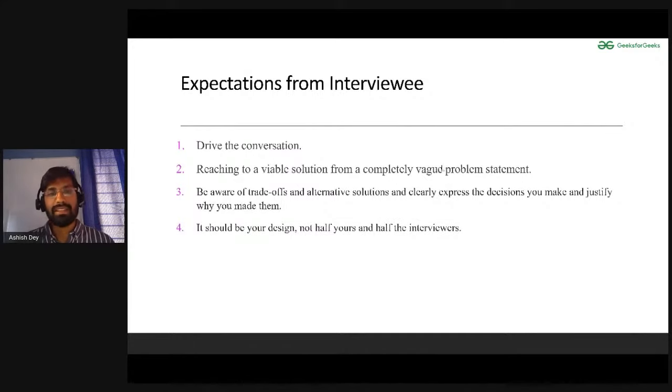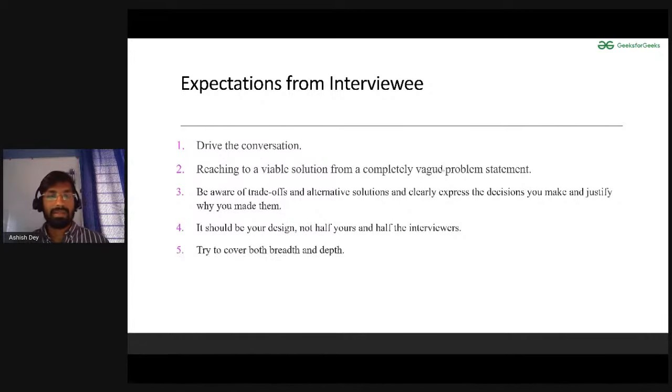In most FAANG interviews, what you will see is the interviewer will be sitting completely idle, or he will just watch how exactly you are approaching the solution. If you are expecting a lot of hints from the interviewer, be sure that it's not going to be your design. It's half your design, half his design, right? So it has to be your design. That is the expectation.